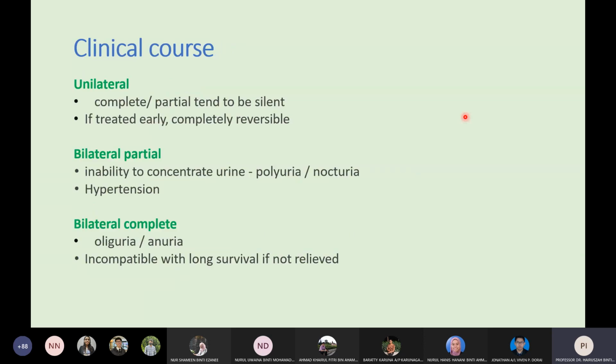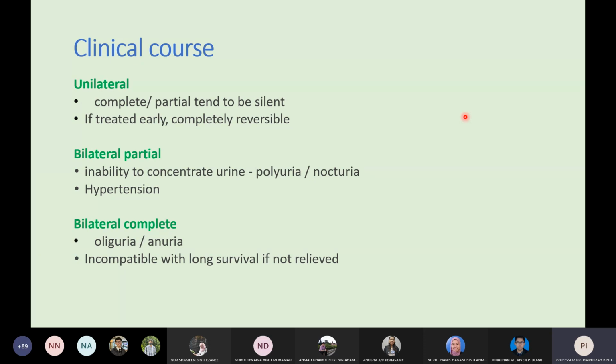All right, okay, what about the clinicals? What is the outcome of this disorder? It depends on the involvement of the affected urinary system. Unilateral tends to be asymptomatic because, remember, you have pairs of kidneys, ureters and all that. So when it's unilateral, it can be silent, especially when it's partial. The prognosis is good with this condition, because if you treat early, the condition is reversible. Even though you already have some effect in the kidney, it is still reversible, right?